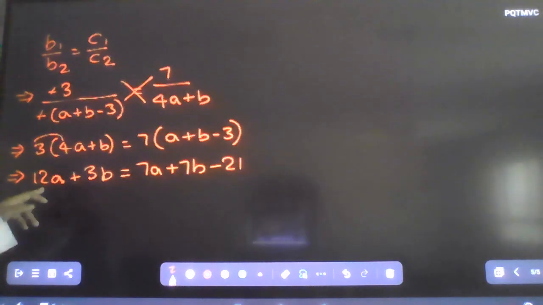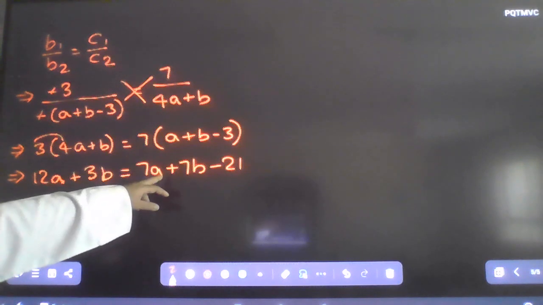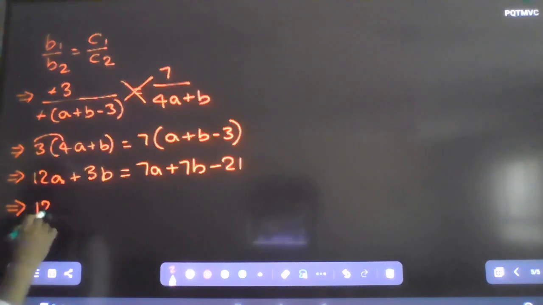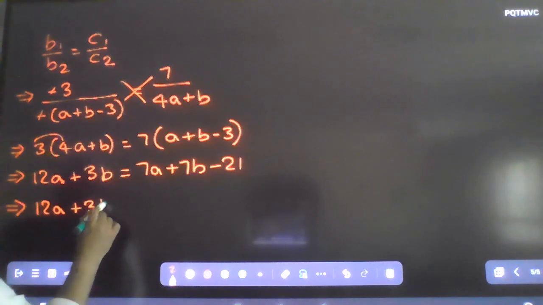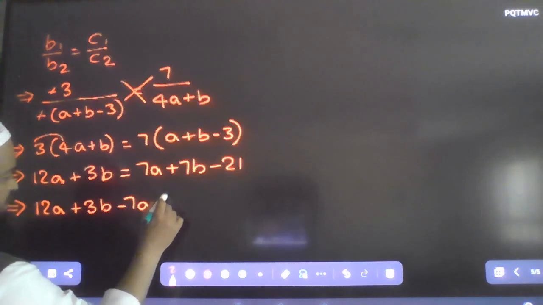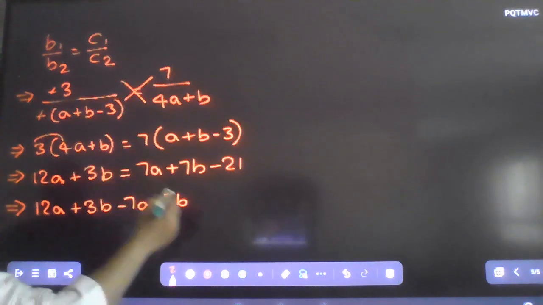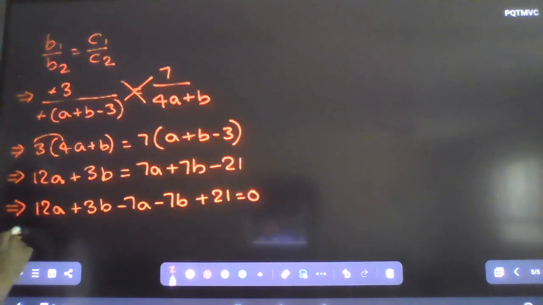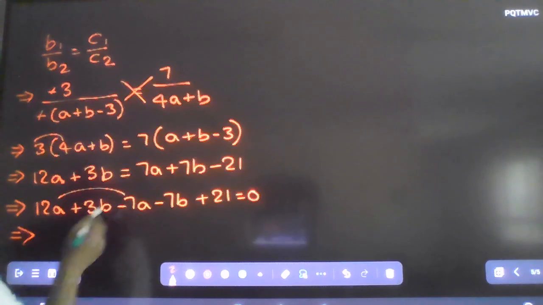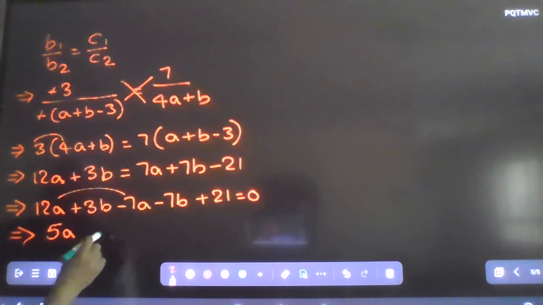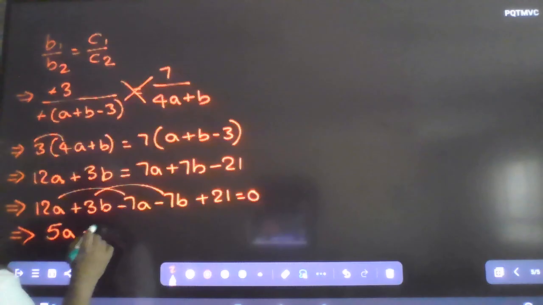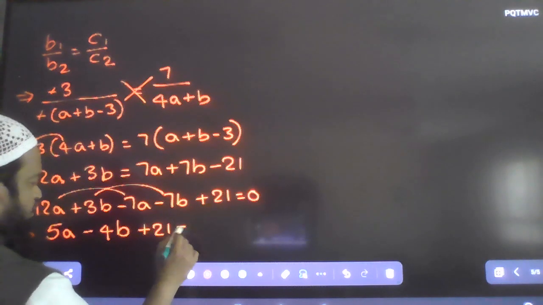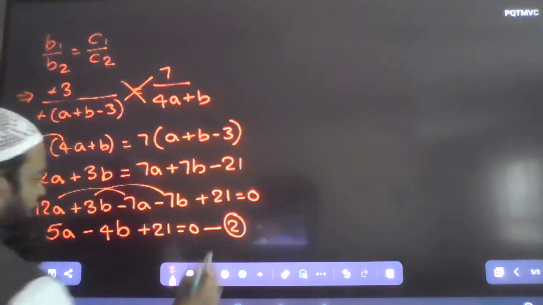So 12A is bigger and 7A is smaller, so transpose all right hand side to left hand side. That is 12A plus 3B minus 7A minus 7B, and minus 21 when you transpose will be plus 21 equal to 0. That implies 12A minus 7A, 5A, 3B minus 7B, minus 4B, and plus 21 equals 0. This is our second equation.